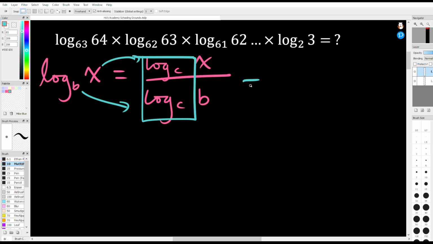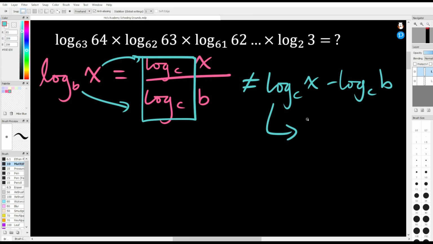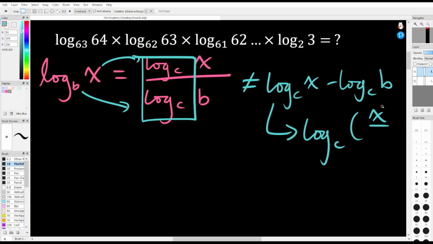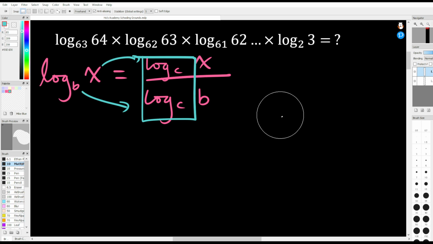But you have to remember that this is not the same as subtracting two logarithms, which would result in this. As you can notice, the logarithm here is outside, as opposed to here, where the logarithm applies to the entire fraction. So don't make that mistake. So how can change of base be used to solve this question?